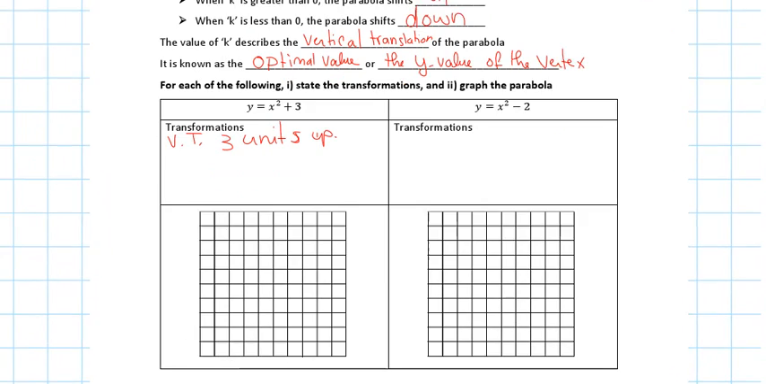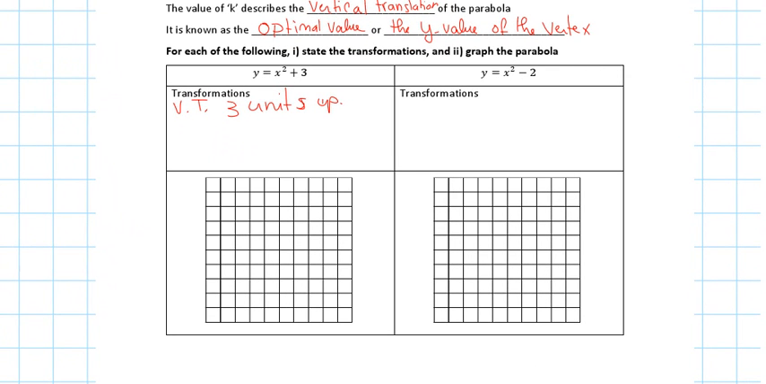Now, this is not part of the transformation. This is extra stuff that I need to know to be able to graph. So what's my vertex here? 0, 3. Right? Because we said that the k value affects the y value of the vertex.